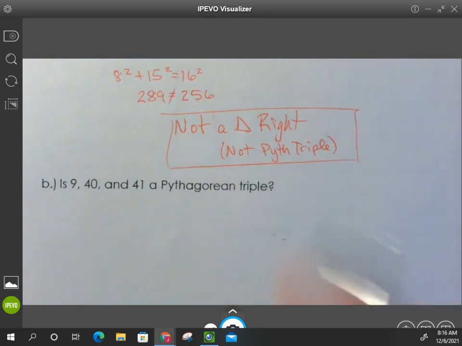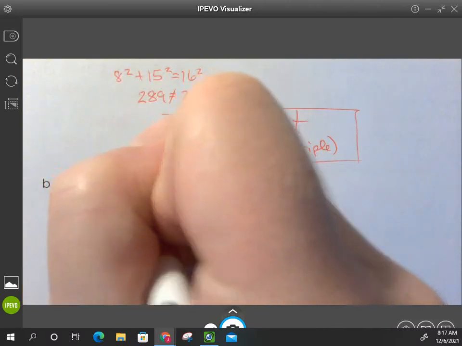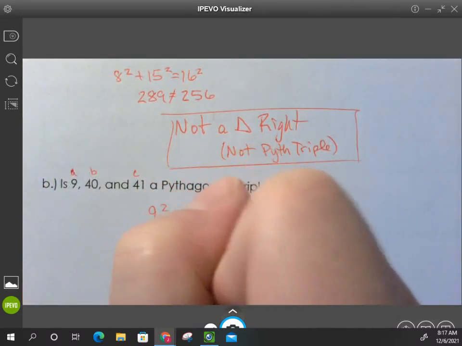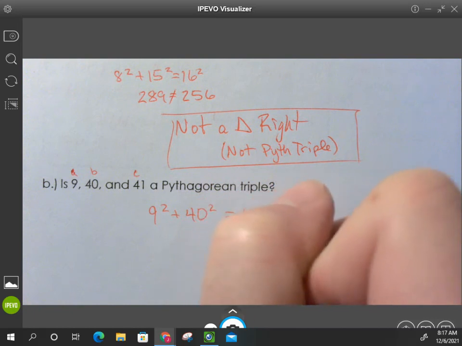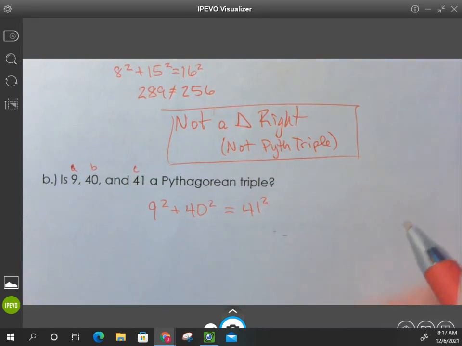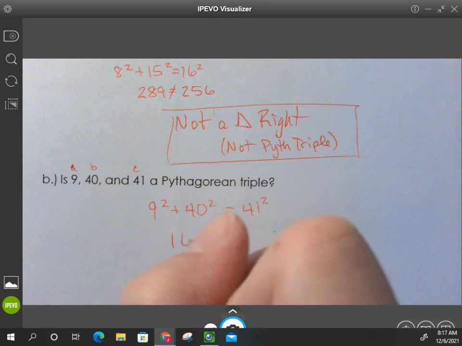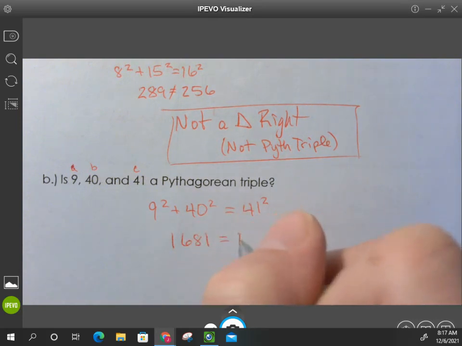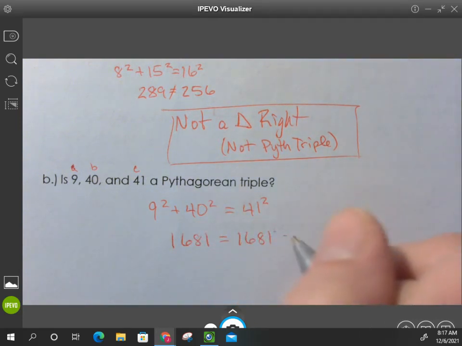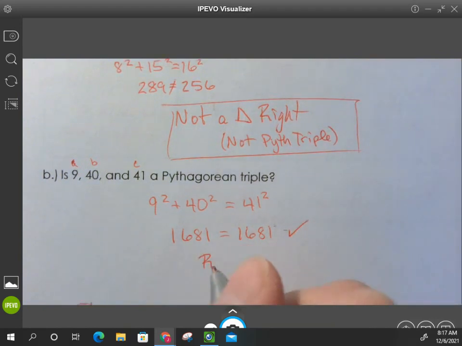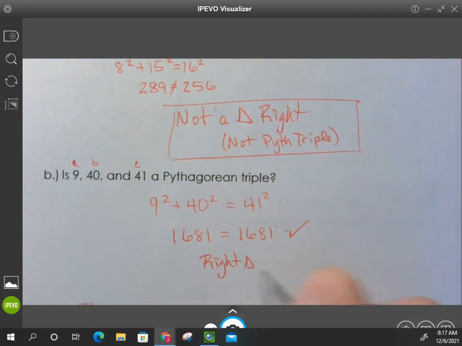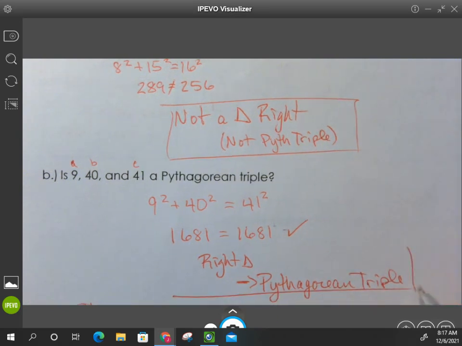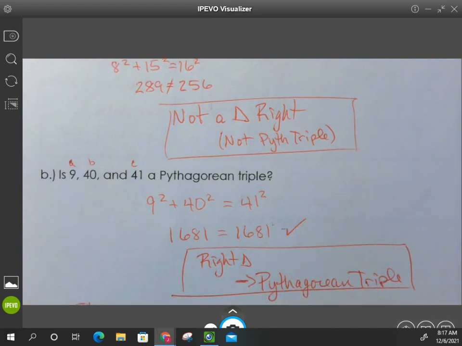Okay, next one. We've got the two smaller sides. 41's the bigger. So 9 squared plus 40 squared equals 41 squared. That's what we're looking for. Okay, big numbers. We get 1,681, and 41 squared is that same value. So this is a right triangle. And more importantly, it is a Pythagorean triple, and that is because they are whole numbers. So you have two things to look for there.